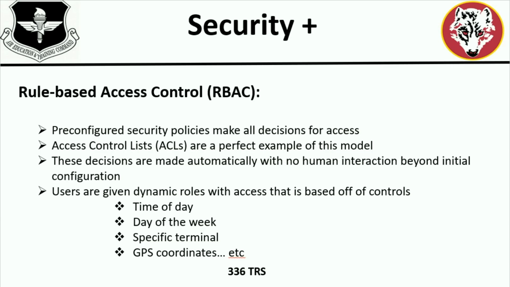Now, when it comes to rule-based access control, this is pre-configured security policies that make all the decisions for access. ACLs are a perfect example of this model. These decisions are made automatically with no human interaction beyond initial configuration.